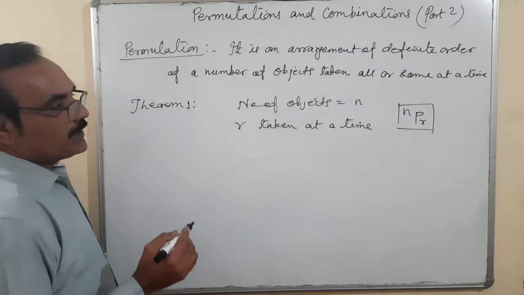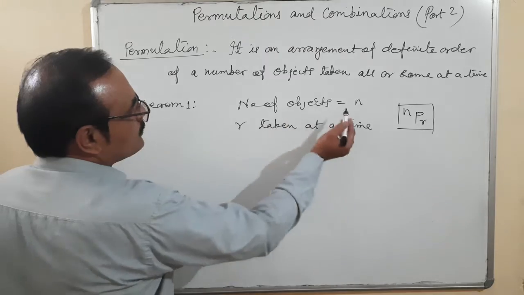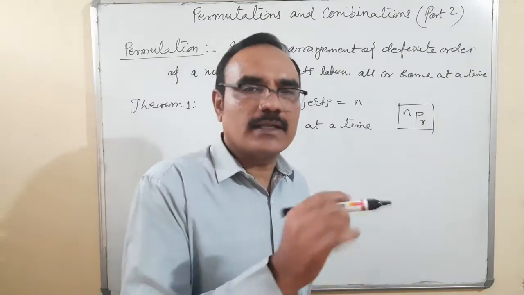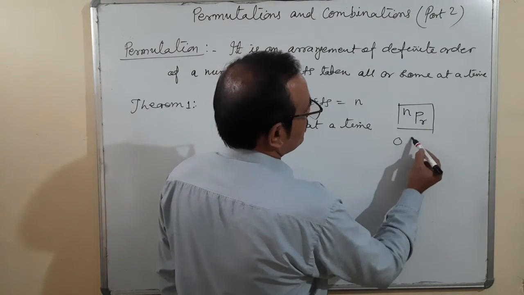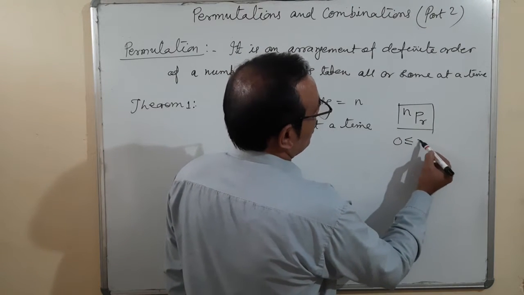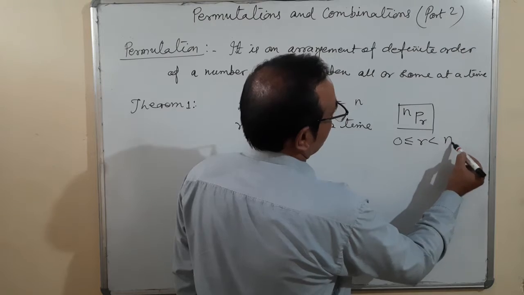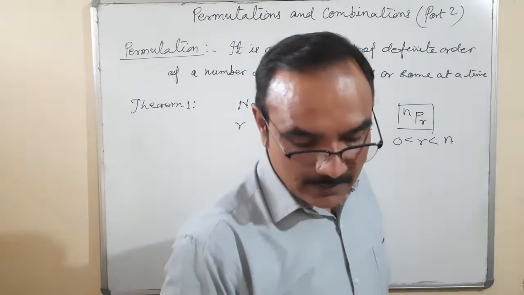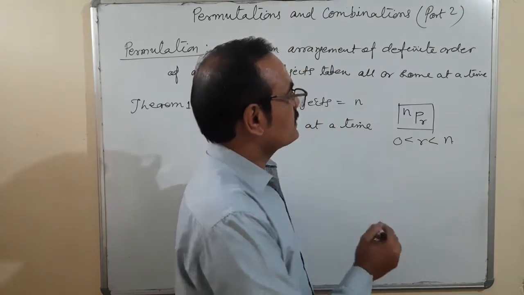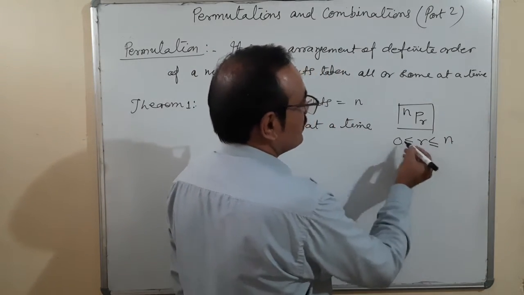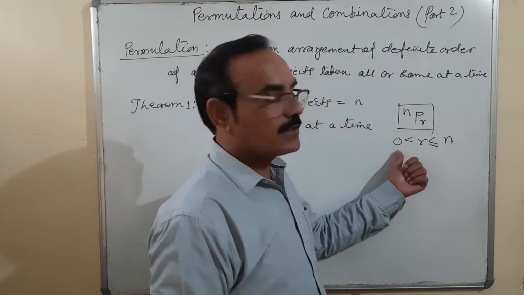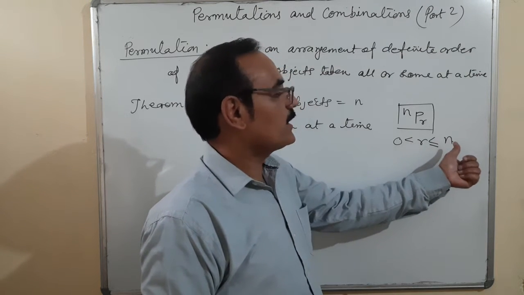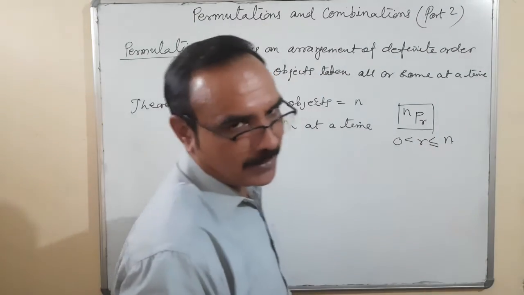Understand it? What's the meaning of it? The total number of objects is n and r are taken at a time. What is the value of r? 0 is less than or equal to r, which is less than or equal to n. We can also write 0 is less than r, because 0 does not come in the natural numbers. So r is greater than 0 but less than or equal to n. This condition is given, right?